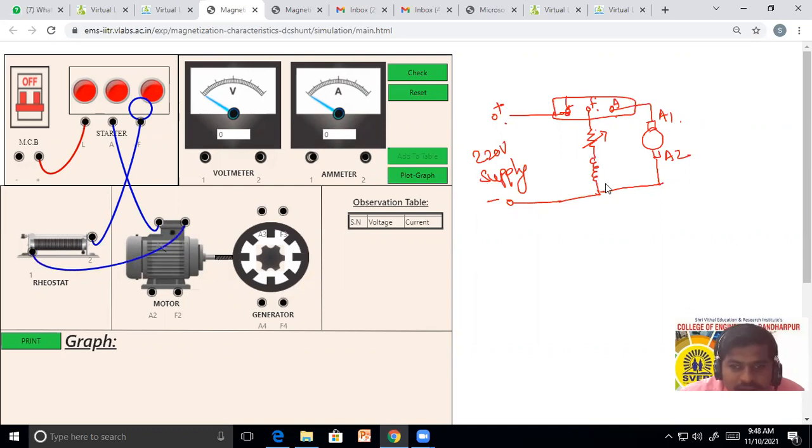Okay, now the next terminal of the rheostat, that means the next terminal of the field F2, can be connected to A2 here again, then F2 and the rheostat terminal. It is connected to negative.